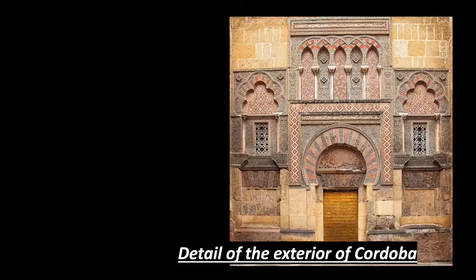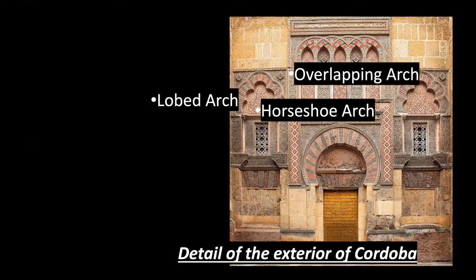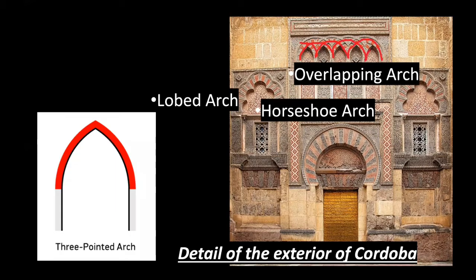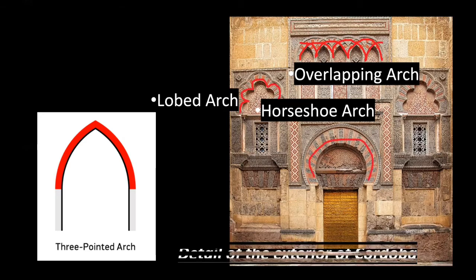All right, looking at the outside of Cordoba, the College Board gives you a wall. So we need to talk about the architecture that we're seeing here. Very identifiable features for Islamic architecture. There's the overlapping arch, which we saw in the dome, which creates that three-pointed arch. There's the lobed arch, which is pretty cool. And then there's the horseshoe arch.